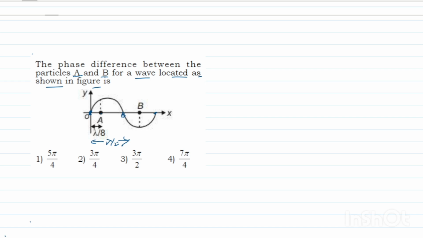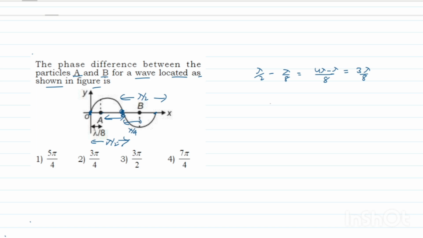So first let us calculate this distance. If you want to calculate this distance, it is nothing but lambda by 2 minus lambda by 8. Taking the LCM as 8, it is 4 lambda minus lambda, which gives 3 lambda by 8. So from A to this point we get 3 lambda by 8, and from here to here it will be lambda by 2, then from here to here it will be lambda by 4.